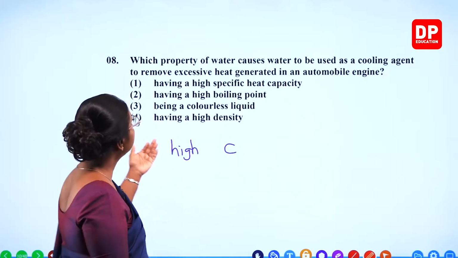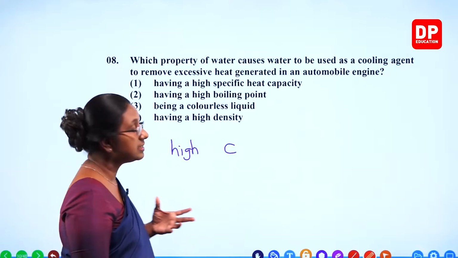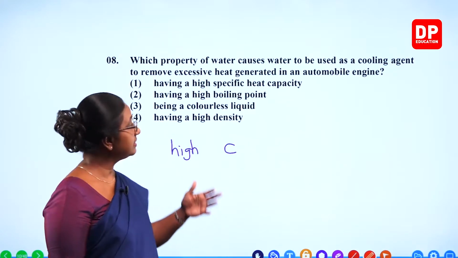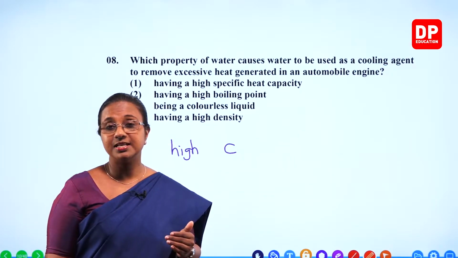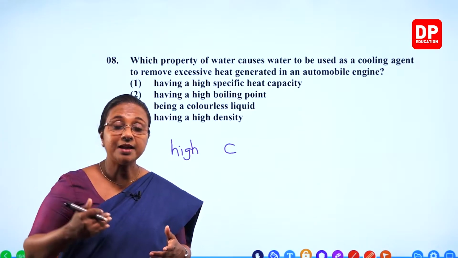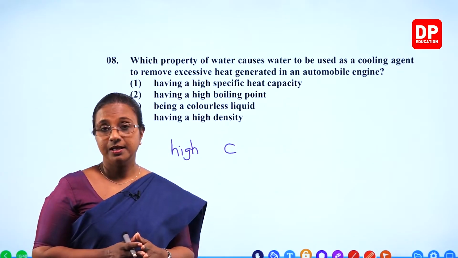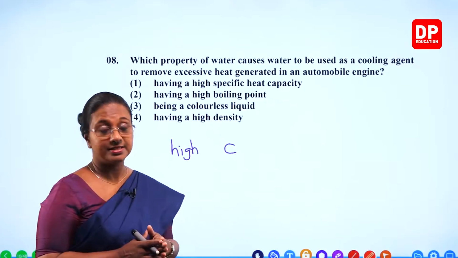So, that is a different property. Then the third one, being a colorless liquid. Now, being a colorless liquid doesn't have any advantage here, but for the aquatic plants, sunlight can penetrate through water because it is a colorless liquid, but not relevant to this instance.